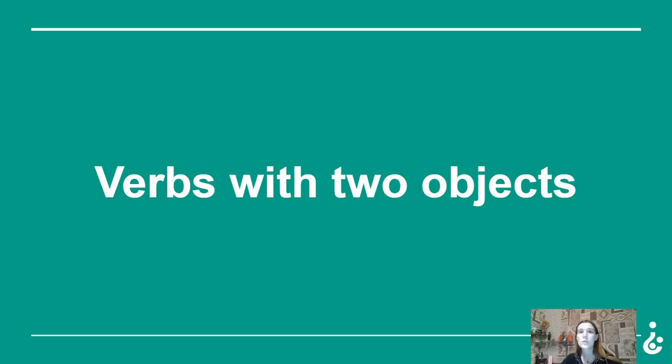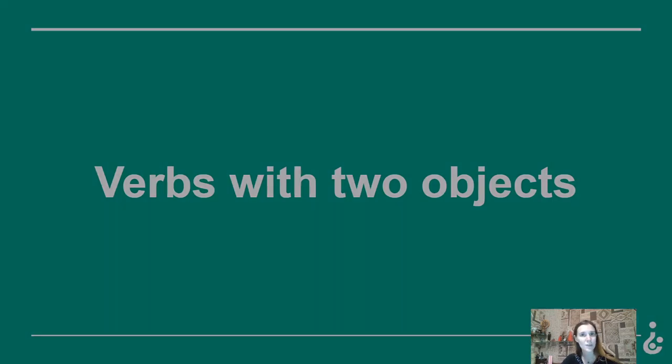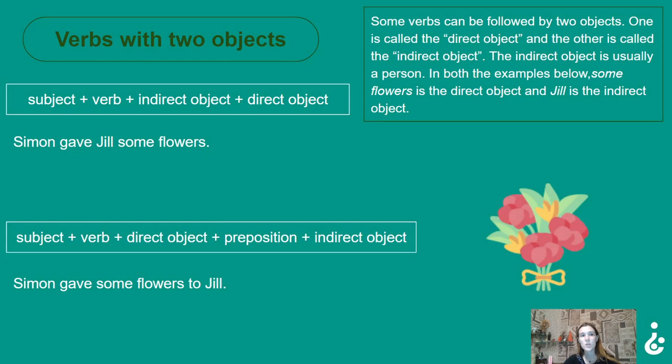And now we will talk about verbs with two objects. So, the structure of verbs with two objects is subject plus verb plus indirect object and direct object. For example, Simon gave Jill some flowers. And another one: subject plus verb plus direct object plus preposition plus indirect object. Simon gave some flowers to Jill.